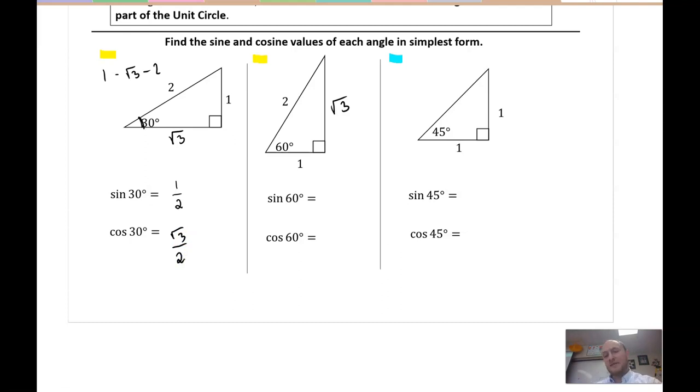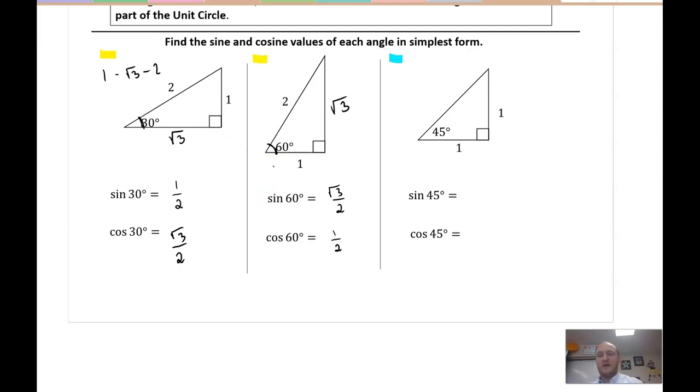And then sine of 60, I'll play the same game here. If this is my angle and I want sine of 60, opposite over hypotenuse, that's √3 over 2. Cosine, adjacent over hypotenuse, is 1/2. I hope you see some similarities between these 2 triangles, because those values just flip-flop. Again, we'll come back to this.